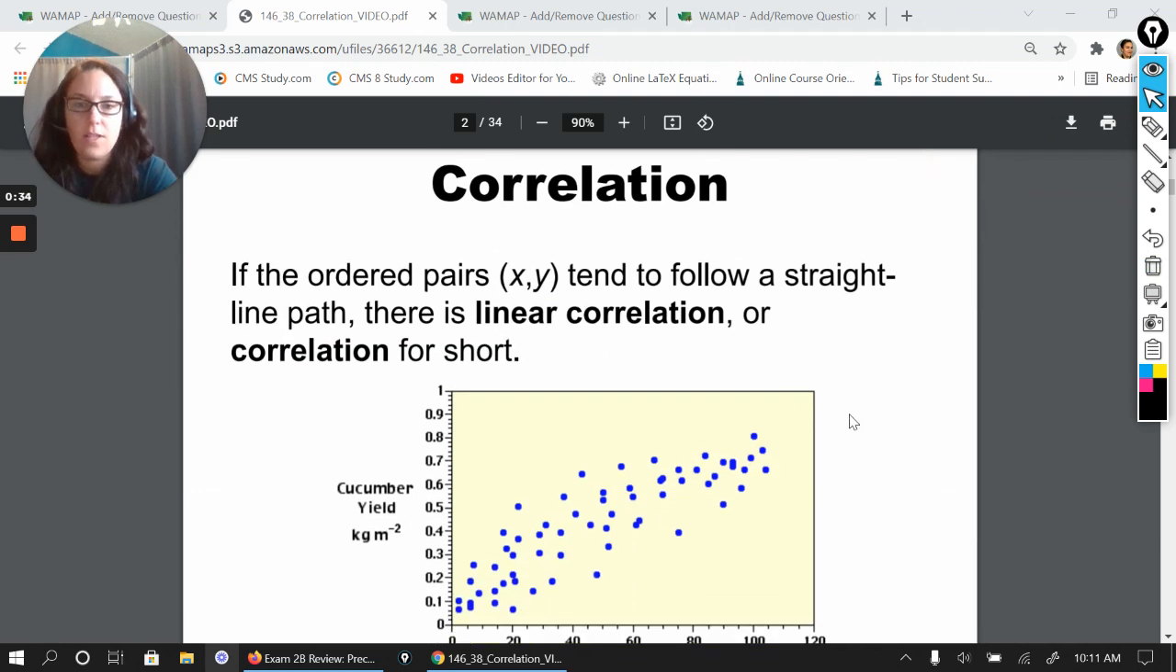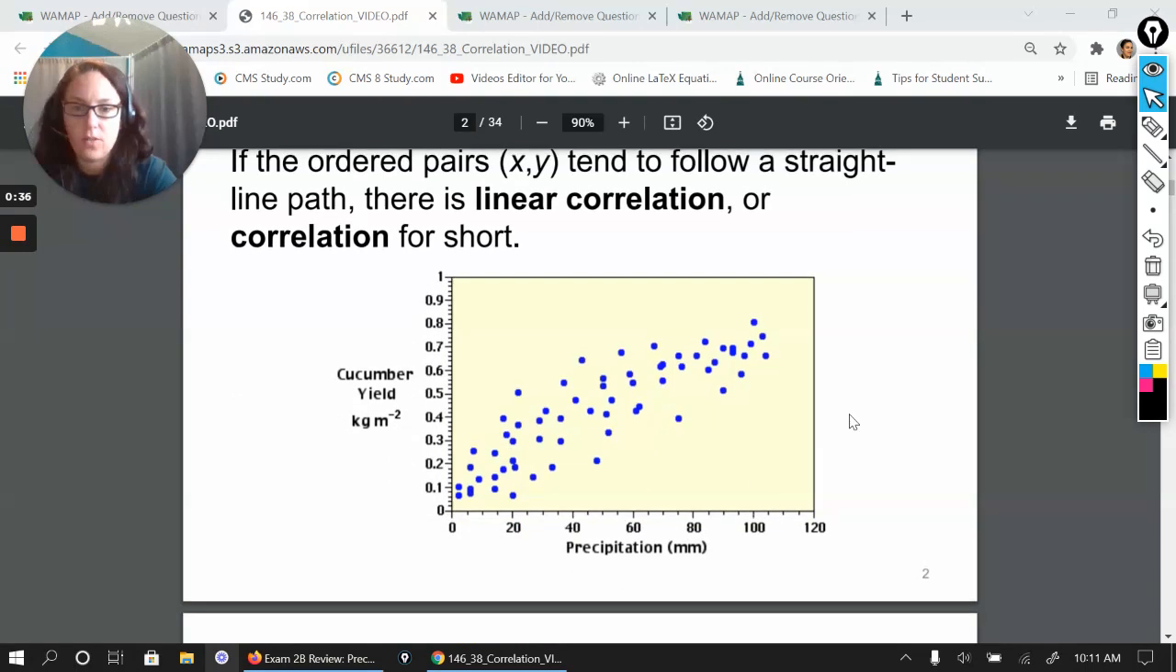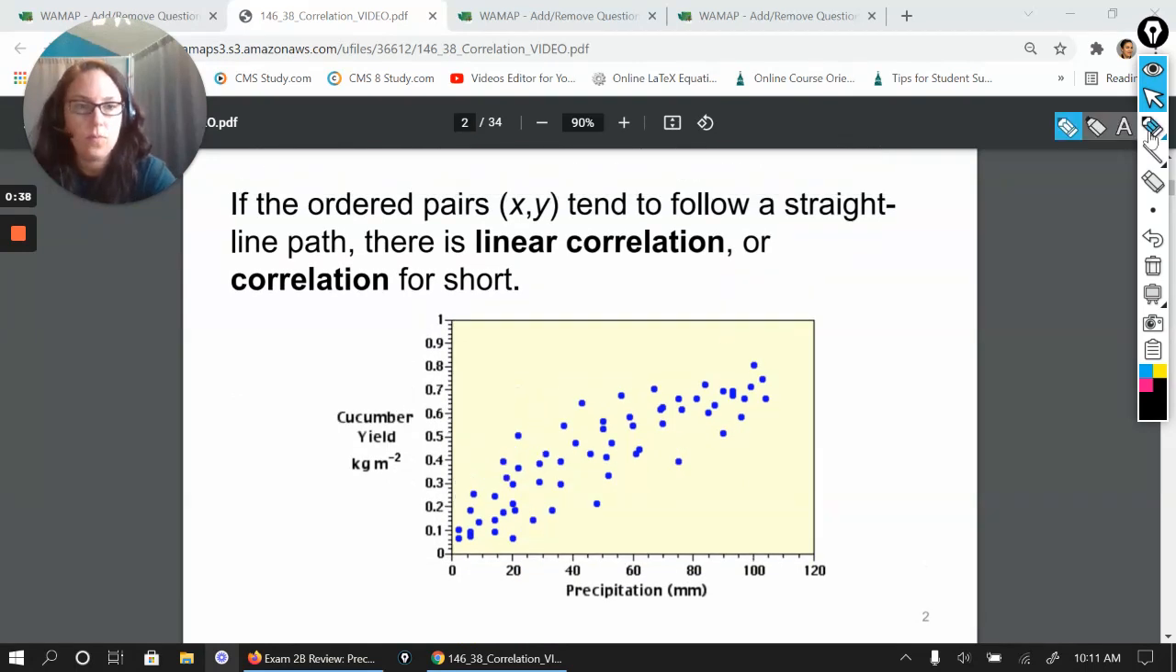So let's talk about correlation first. If the ordered pairs x, y tend to follow a straight line path, there is linear correlation, or just correlation for short. So correlation is about how well a line can fit your data.